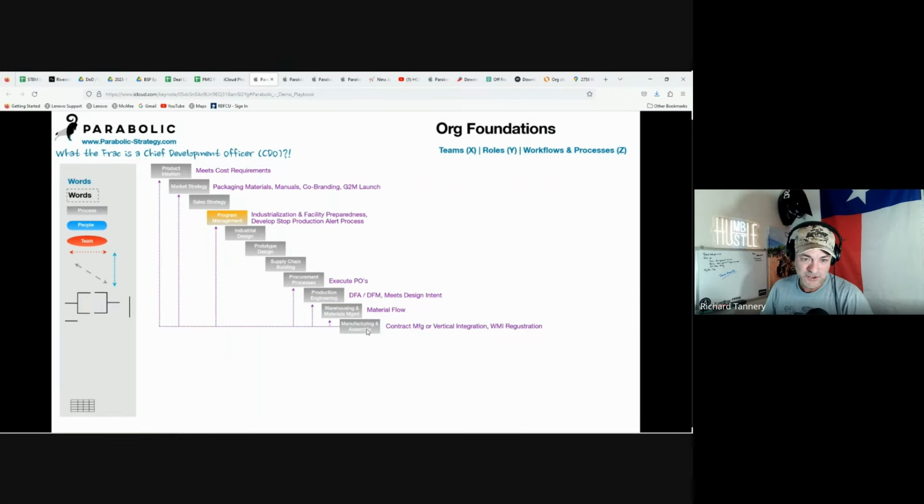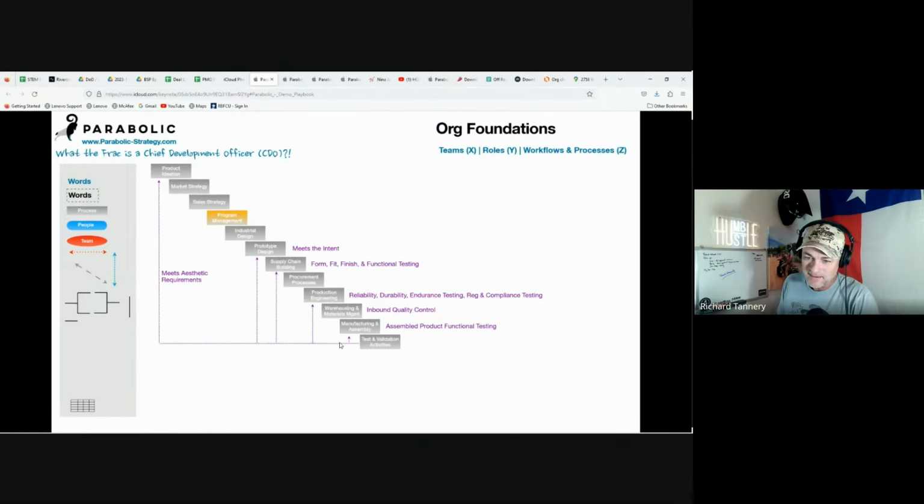We'll be looking at packaging materials from a brand perspective, manuals development, co-branding, go-to-market launch activities. We're going to be ensuring that the product we're assembling on the line right now meets its cost requirements, which allows us to hit the MSRPs that we really need to be competitive out there, and that grade walk that we've done in our previous marketing research in the competitive landscape.